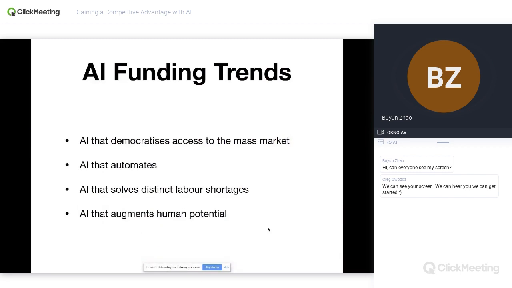Of course, if you're going to create an AI startup, you need to get investment to make these ideas come to life. Right now, I'm working for a family office to invest in AI startups, and there are definite trends for the most promising AI startups. They tend to fall within 4 categories. This is just a general framework that I've been using to figure out whether an AI project is generally fundable. These 4 general trends are AI that democratizes access to the mass market, I'll explain what all of this actually means later on, AI that automates, AI that solves a distinct labor shortage, and AI that augments human potential.